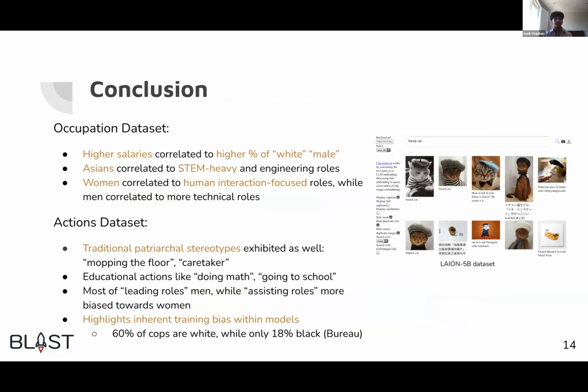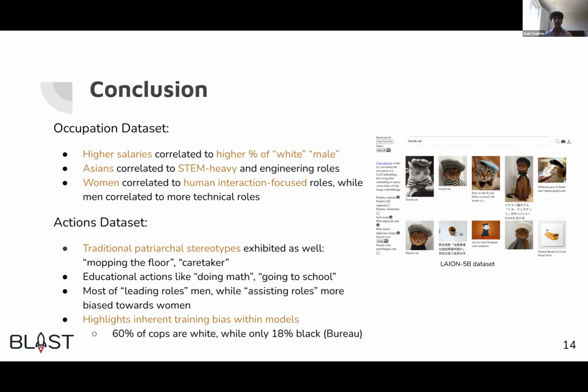Within the action data set itself, we saw the same stereotypes exhibited. The traditional patriarchal stereotypes were exhibited across most of our prompts, like mopping the floor, and most of the leading roles were men, while assisting roles like paralegal, assistant, secretary, nurse were almost always women.